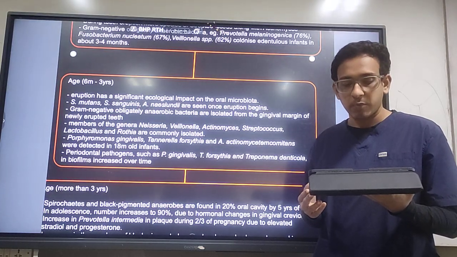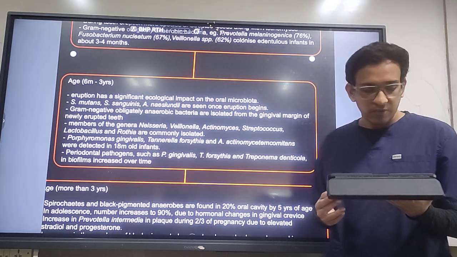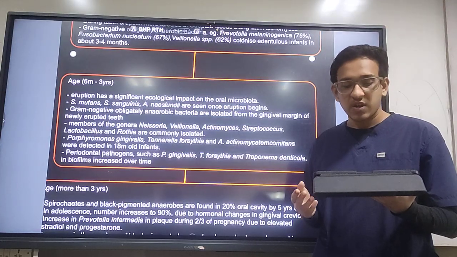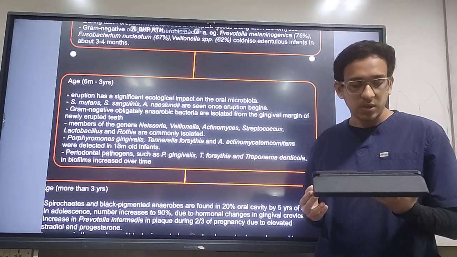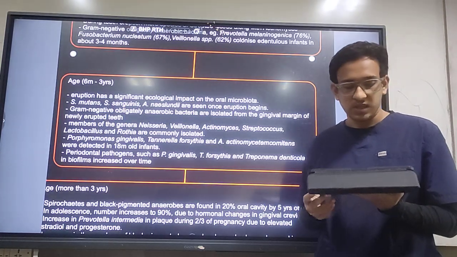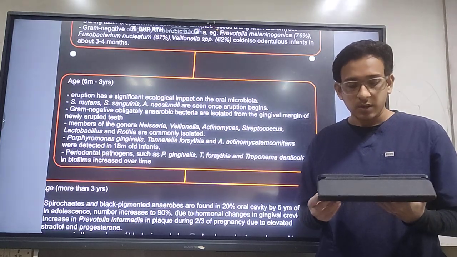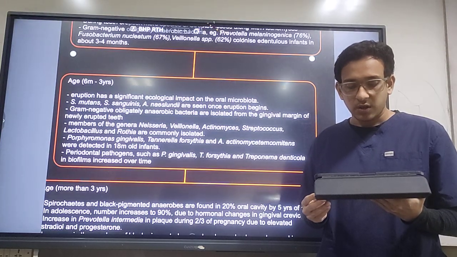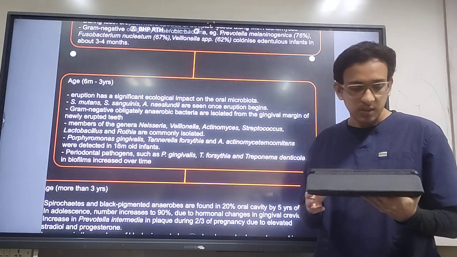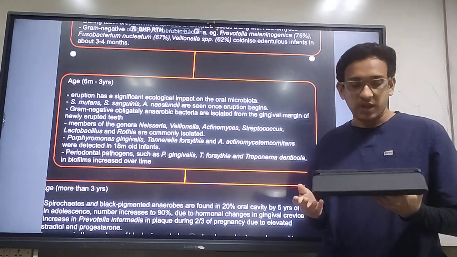Gram-negative obligatory anaerobic bacteria are isolated from the gingival margin of newly erupted teeth. Members of the genera Neisseria, Veillonella, Actinomyces, Streptococcus, Lactobacillus and Rothia are commonly isolated at this stage. Porphyromonas gingivalis, Tannerella forsythia and Actinomyces were detected in 18-month-old infants.